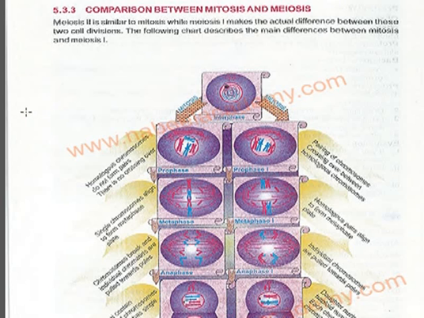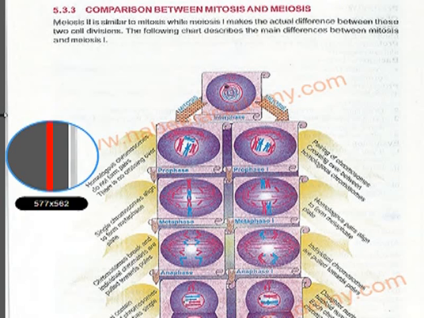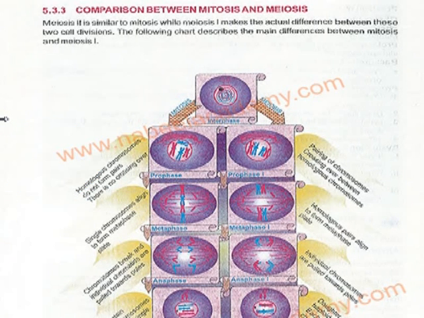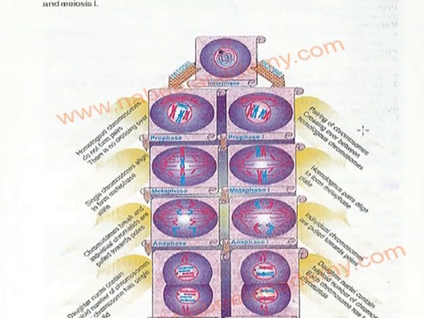So the comparison between meiosis and mitosis. Meiosis 2 is similar to mitosis, while meiosis 1 is the actual difference between mitosis and meiosis. Meiosis 2 is similar to mitosis, but meiosis 1 and mitosis are different. Why? I already mentioned, because of crossing over. The following chart describes the main differences, so we have to go through this chart.